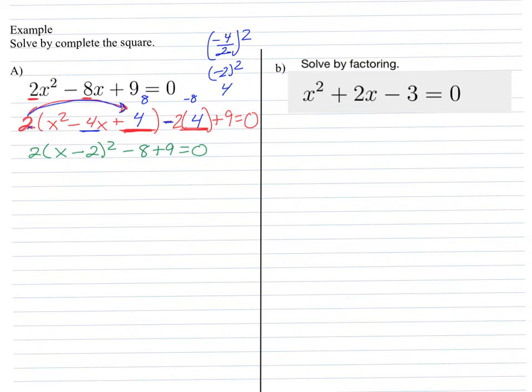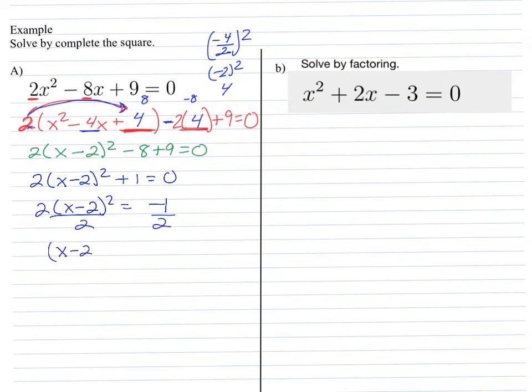The next step we're going to do is we're going to simplify. So we have 2 times x minus 2 squared plus 1 is equal to 0. 2 times x minus 2 squared is equal to negative 1. Divide both sides by 2, and you have x minus 2 squared is equal to negative 1/2. Then you're going to square root both sides. You have x minus 2 is equal to plus or minus i square root of 1/2.